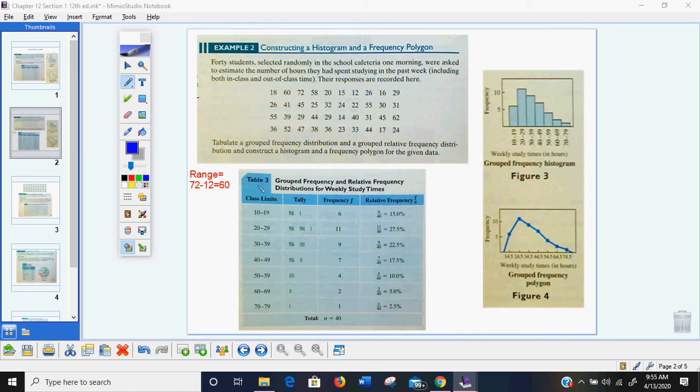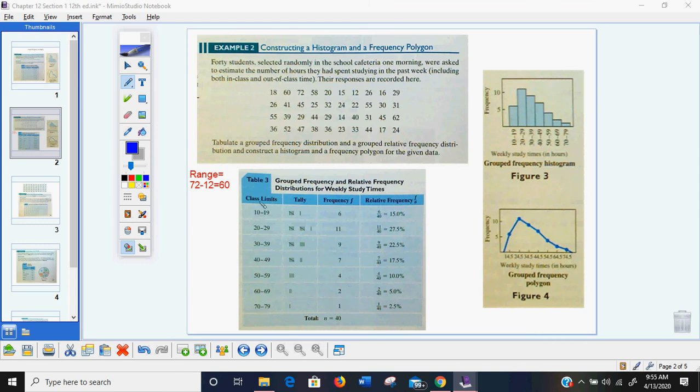Then they did their tallies like we did on the last example. So 18 falls between 10 and 19. You put a mark there. Let's go down. 26 falls between 20 and 29. You put a mark there. 55 would be between 50 and 59. You do that for all 40 numbers. And then you end up with a frequency of 6, 11, 9, 7, 4, 2, 1.